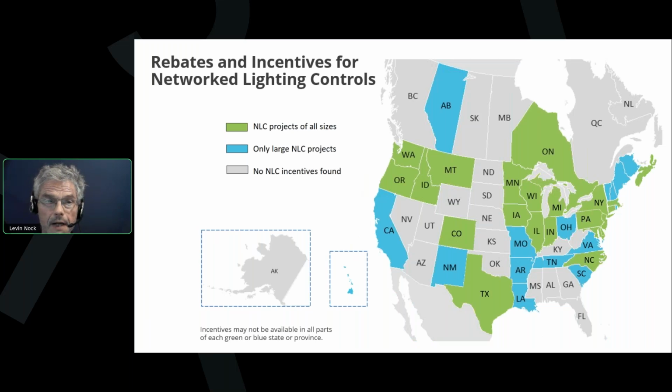Rebates and incentives for network lighting controls are available from many different energy efficiency incentive programs across the US and Canada. The states and provinces shown in green have regulations that support network lighting control incentives for projects of all sizes, while those in blue only support large projects, such as for a whole campus, that can justify customized site-specific verification. This map gives you a general idea of the regulations, but of course for details you need to check with your own local efficiency program to see exactly what they offer.